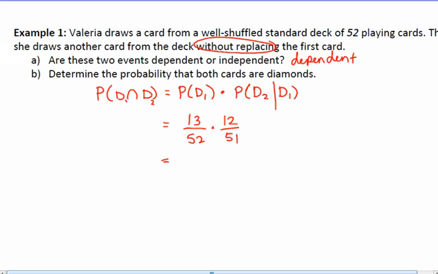Yeah, let's reduce this. Math, enter. We get 1/17, or 0.0588. Yeah. And you got 1/17? Yeah. There you go. In multiplication of fractions, we go straight across. So you could go 13 times 12, and then 52 times 51, and then divide them.